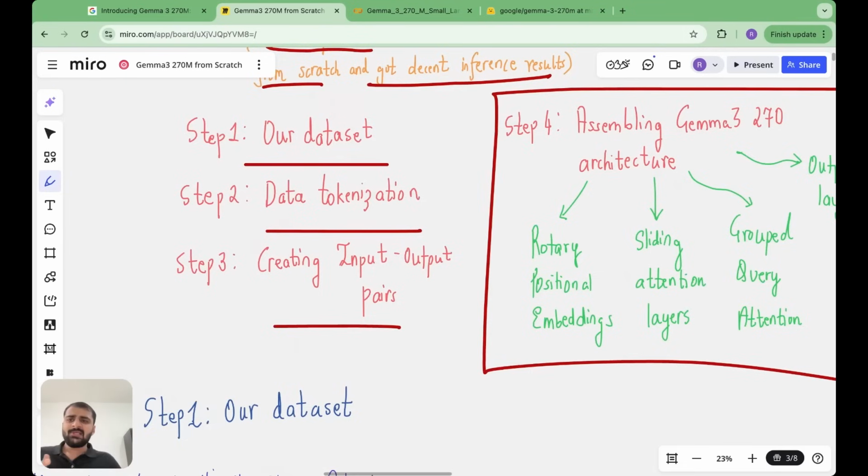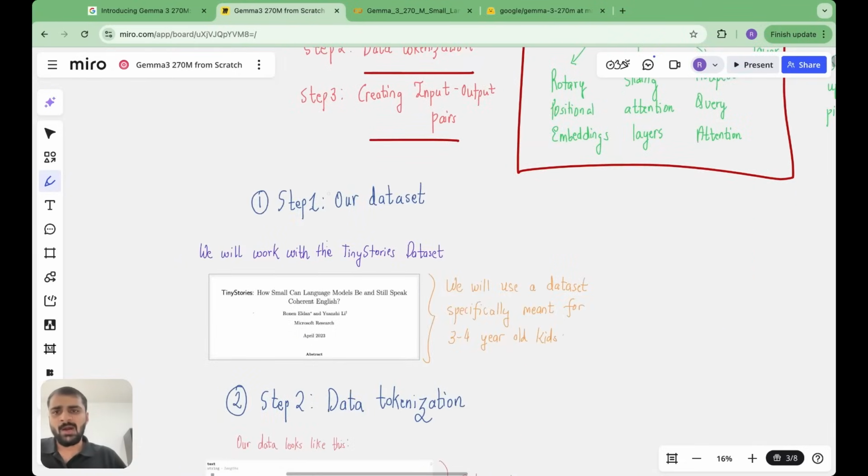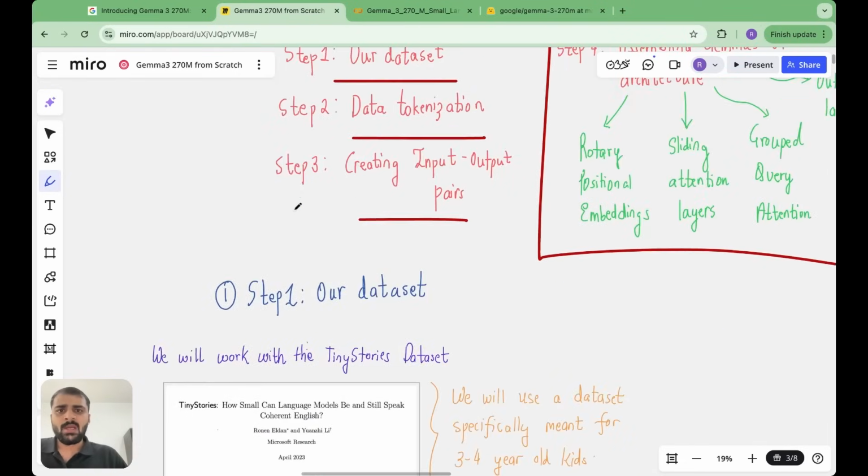I plan to make a series where currently I'm showing Gemma 3 270 million. Later I'll show GPT OSS from scratch. After that I'll show Qwen from scratch, and I'll also show Kimi K2 from scratch. Those will come subsequently as part of this whole series. So let's get started with our data set initially.